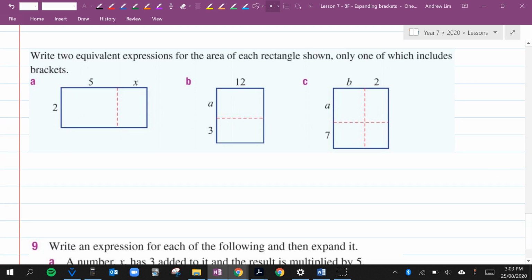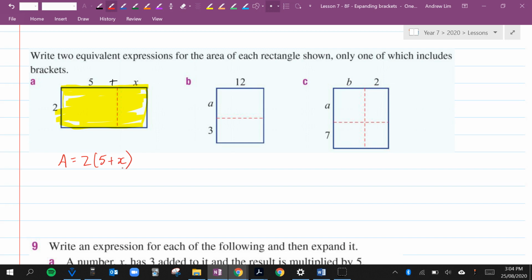Write 2 equivalent expressions for the area of each rectangle shown, only one of which includes brackets. So if we want to work out the area of question A, technically, this whole length is actually 5 plus x. So we want to work out the area of the huge rectangle of all of this. Then all we need to do is area is length times width. Or here, in this case, it'll be 2 times 5 plus x. So that's one of the expressions.